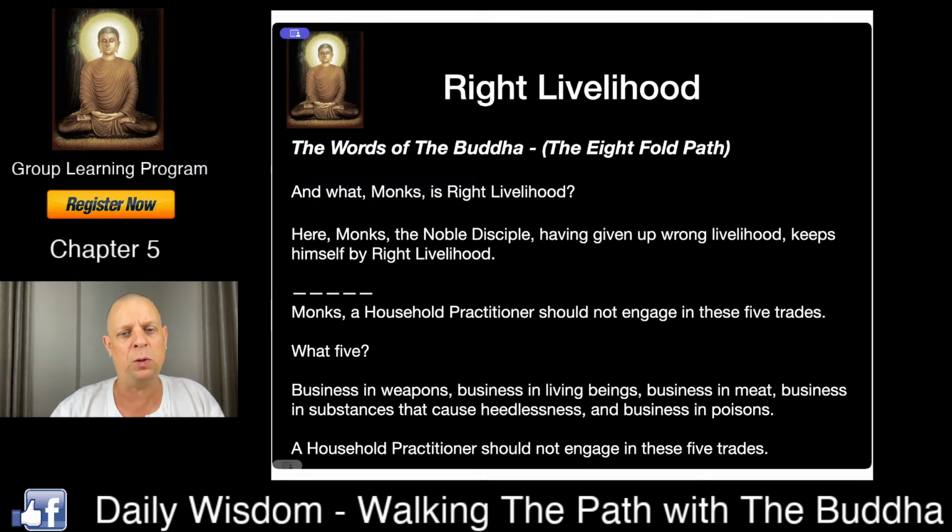The first fold of purification is ensuring that you're not having business in weapons, living beings, meat, substances that cause heedlessness, and poisons. Anytime you're conducting your livelihood around any of these five, then you're causing harm, and this harm is going to come back to you. So you can take each one of these five and independently reflect on it and see the truth for yourself, that if you were to do any of these five, it's causing harm, and this harm comes back to you.